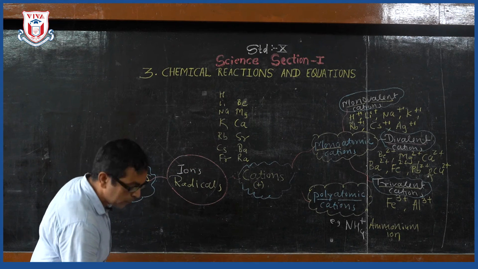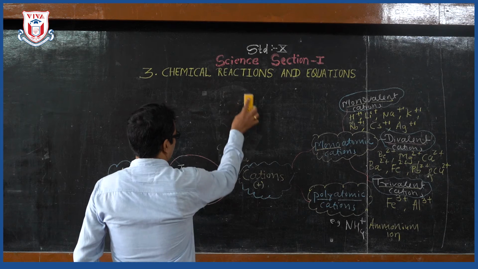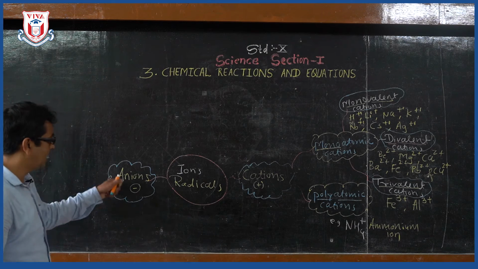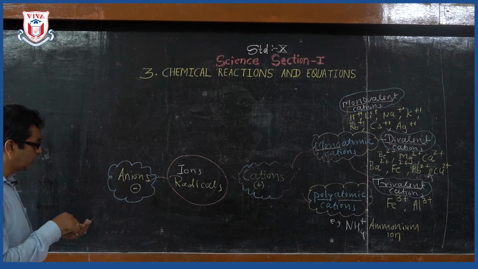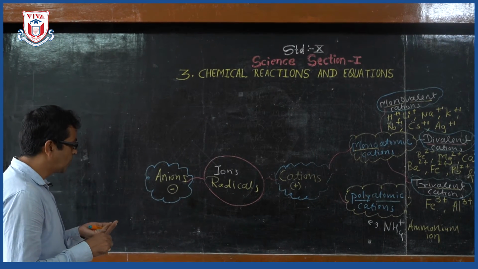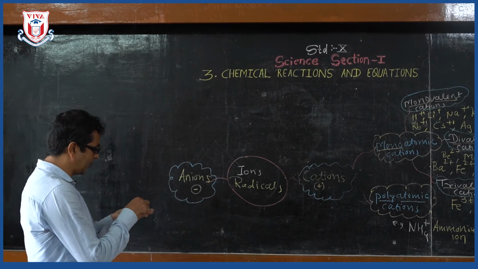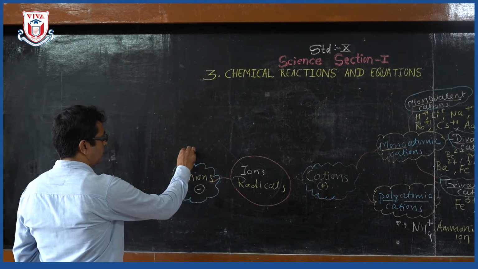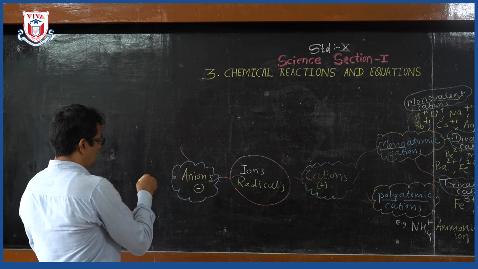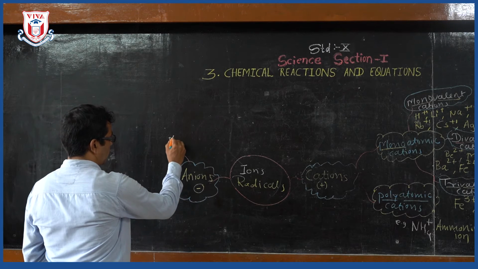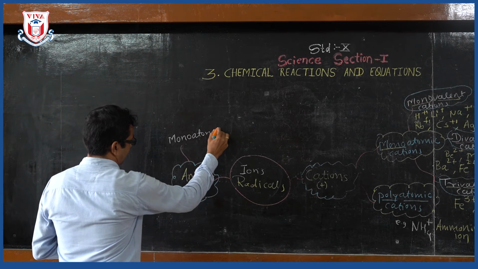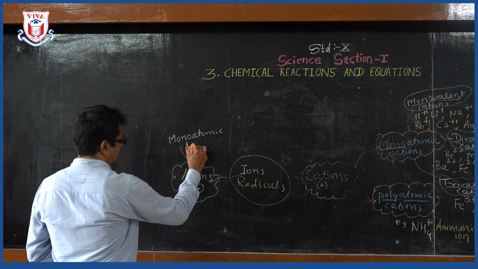In the same way we will go for the next type of ions, that is anions. Anions are nothing but atoms having a negative charge. Again, they are also classified into two types. One is monoatomic anions.